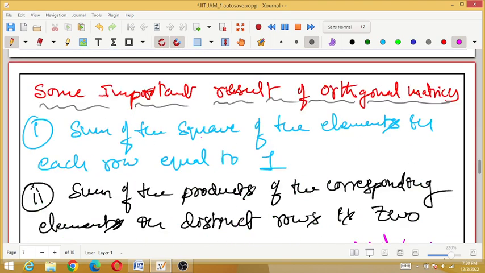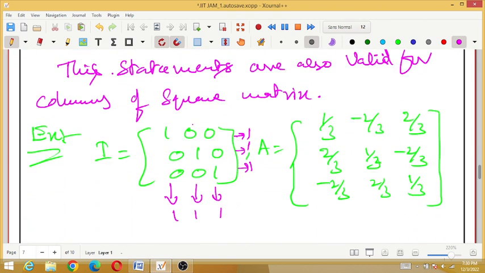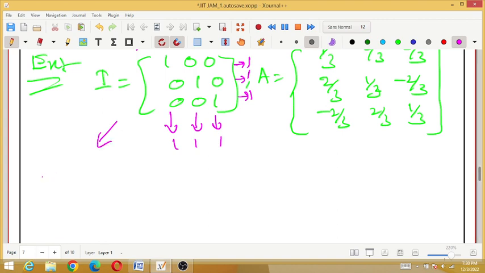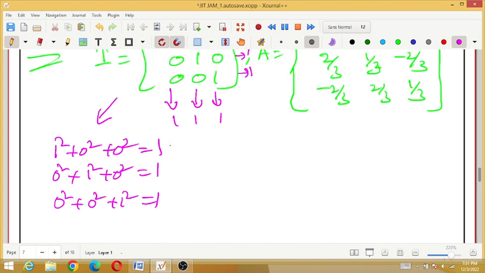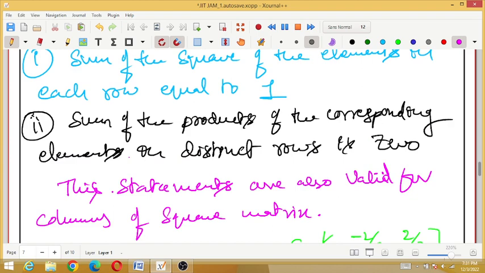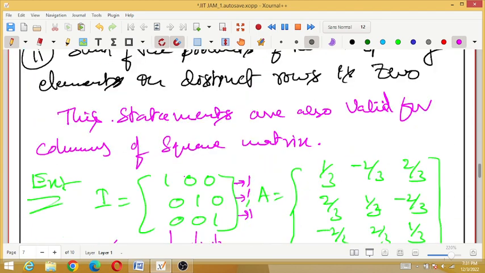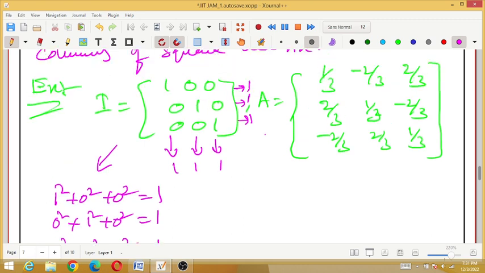First property, sum of square of the elements in each row. So square ಮಾಡಿದ್ರೆ 1 square plus 0 square. See here, this is clear. In first row 1 square plus 0 square plus 0 square, the sum of the squares of each element is equal to 1. Second row 0 square plus 1 square plus 0 square, also 1. Third row 0 square plus 0 square plus 1 square is equal to 1. Similarly column also. So this is called orthogonal matrix. This I is called orthogonal matrix. So identity matrix is always an orthogonal matrix.